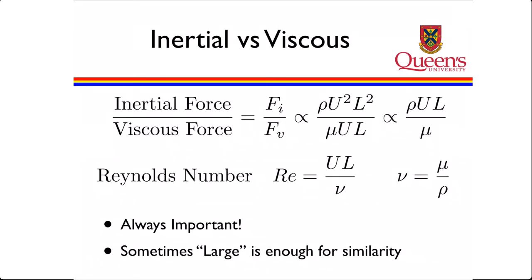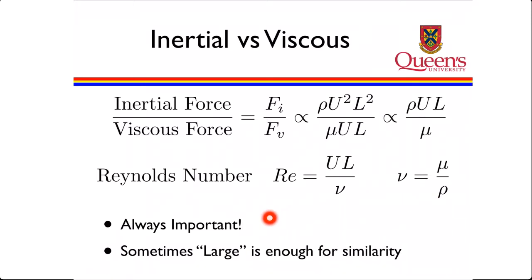If we look at inertial forces versus viscous forces, take the ratio of the inertial force divided by the viscous force and do some canceling out, we'll wind up with rho UL over mu. And in fact, the Reynolds number, the single most important dimensionless group in fluid mechanics, is what we get from this ratio of inertial forces to viscous forces. It'll wind up being the velocity times the length scale divided by the kinematic viscosity, where the kinematic viscosity is just the ratio of the dynamic viscosity and the density.